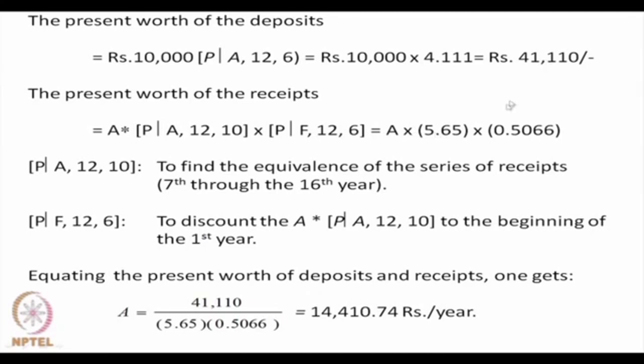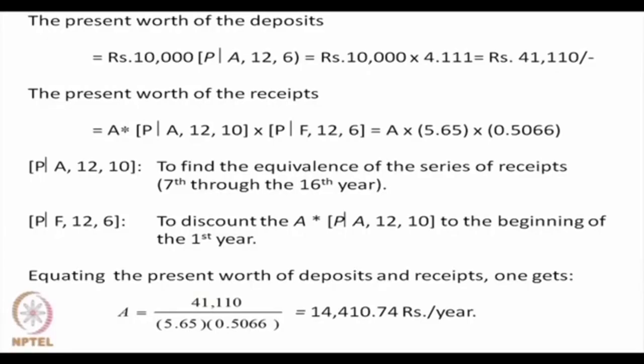Now, we equate the two. So, what we have deposited, its present worth is 41,110, and what we will be receiving in 10 years starting from 7th through 16th year, its present worth is equal to this. We now equate them. So, A is equal to this divided by this into this, that is what we have written here, and that comes to 14,410 rupees 74 paise. It means that if the person deposits for 6 years consecutively 10,000 rupees, then he will get back 14,410 and some paise for the next 10 years.